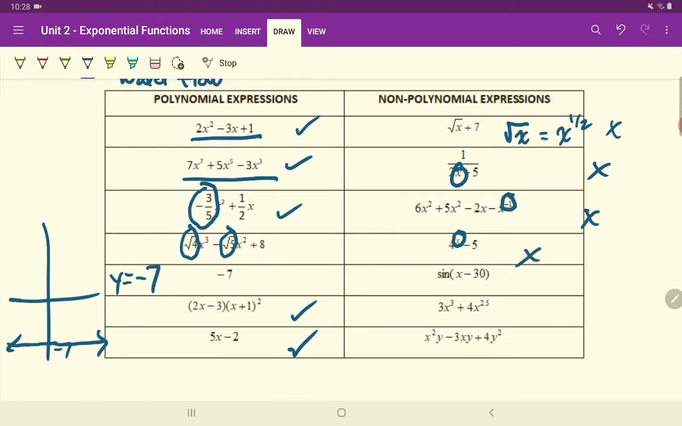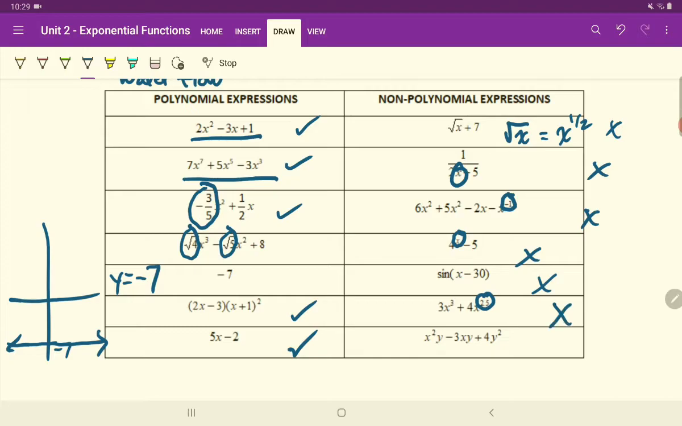Nowhere in my list does it say that you can have sine, cos, or tan. That is not a polynomial function. Here we have a decimal 2.5 as our exponent. We cannot have anything but positive integers as our exponents.